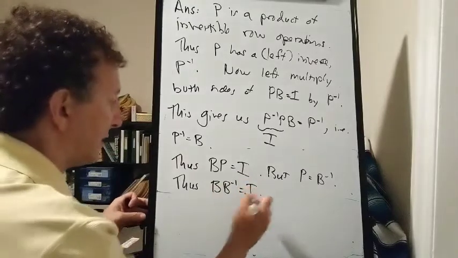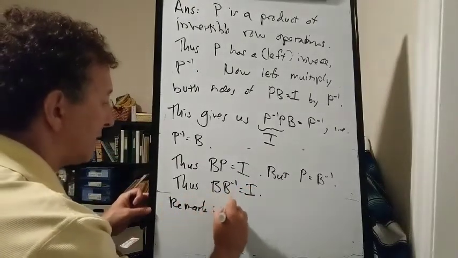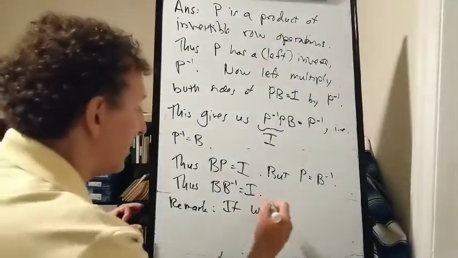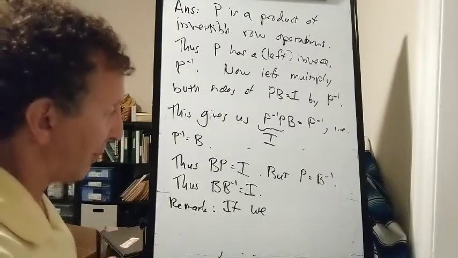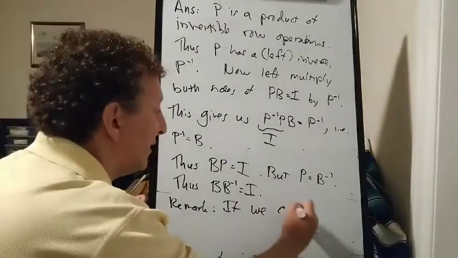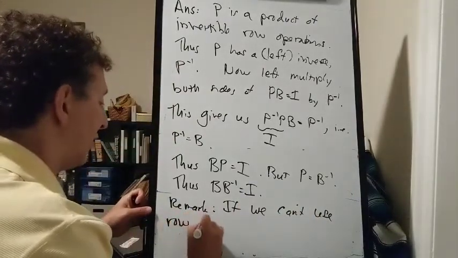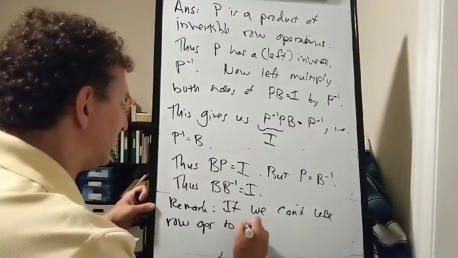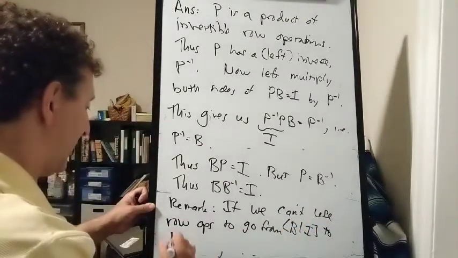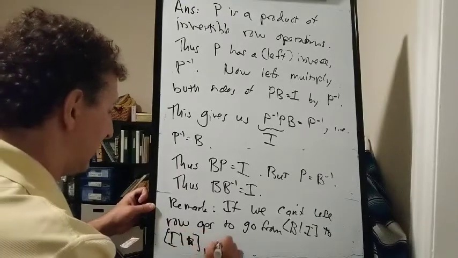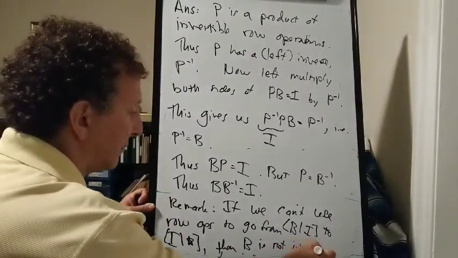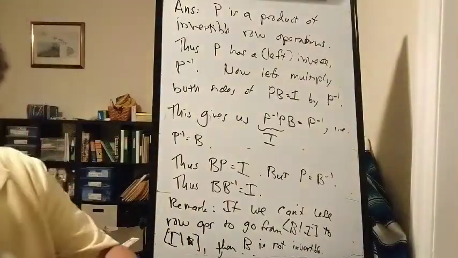And one more remark. Some matrices are not invertible, and we're going to recognize the matrices that are not invertible by trying to perform row operations on B I and not being able to get I on the left-hand side. So if we can't use row operations to go from B I to I something, then B is not invertible. The end.